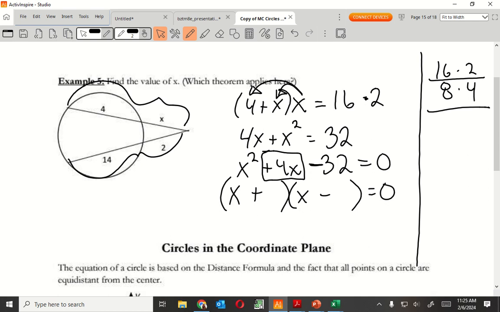How can I add these together to give me a positive 4? 8 and 4, but which one's a negative? The 4 is a negative, right? Yeah. So when I combine those together, that's going to give me a positive 4. So that means there's a 4 here. So that's my negative 4. And then there is an 8 here.